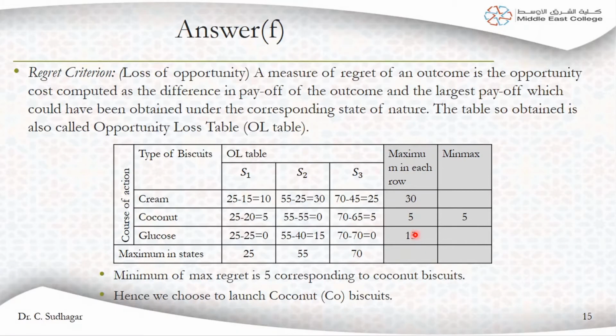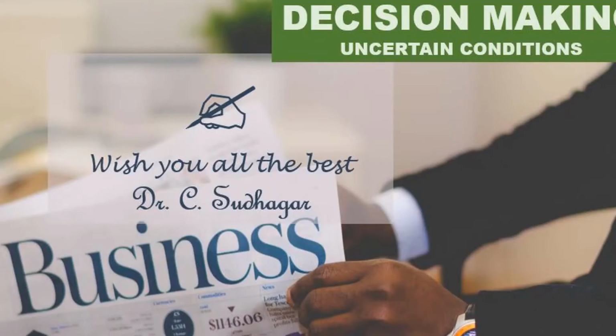So if you make the coconut, you will be able to maximize the profit and minimize the loss of opportunity. Hence we choose to launch coconut biscuits. According to this value, you are making the decision. So these are the 6 different types of criteria available to us to make decisions.